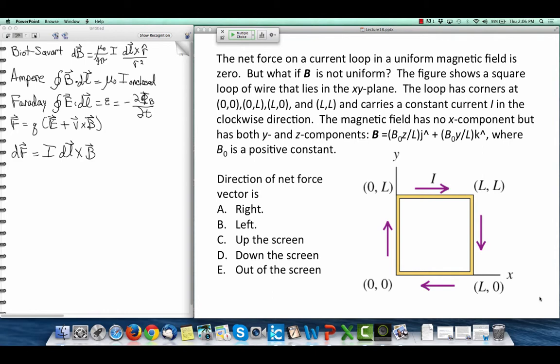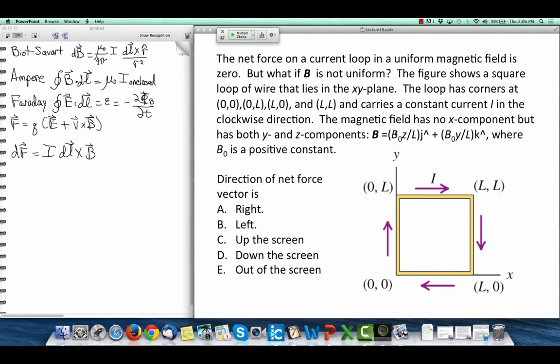The problem specifically gives you the magnetic field. This j hat is supposed to be a unit vector in the y direction. K hat here is a unit vector in the z direction. You can see that x is to the right, y is up the screen, and so z is out of the screen. X, y, and z are a right-angle system, and a right-hand system as well, so z points out.